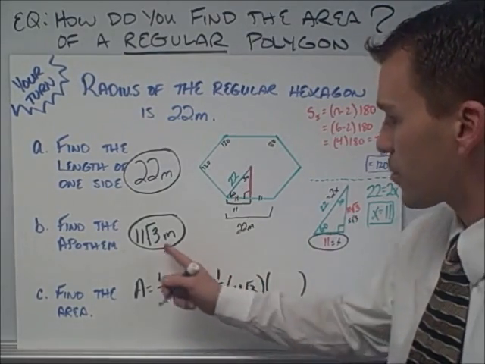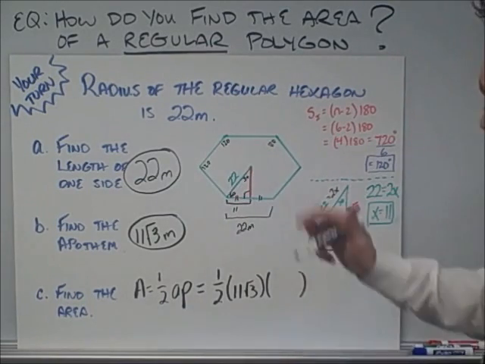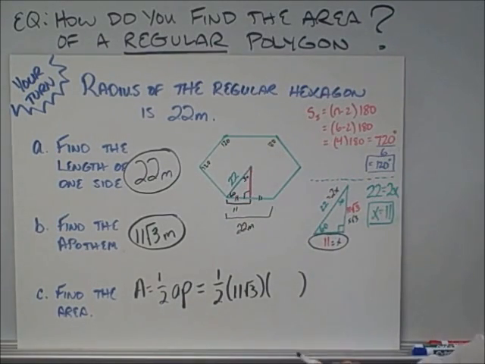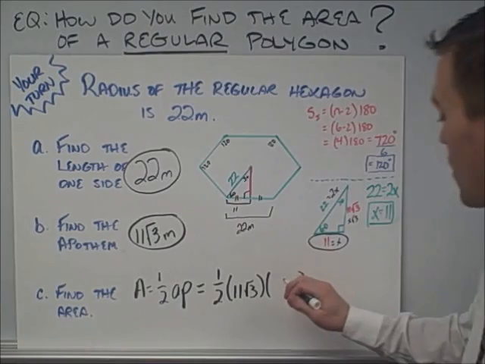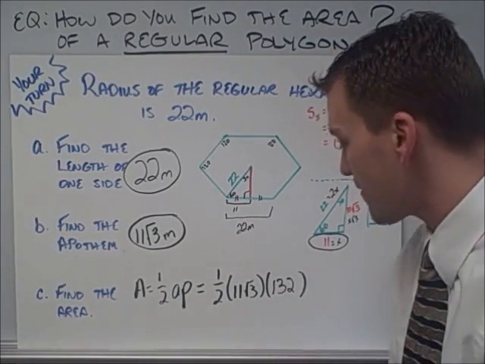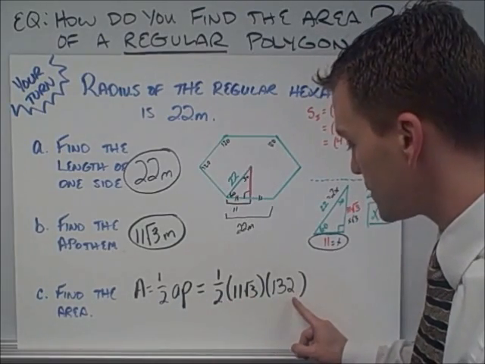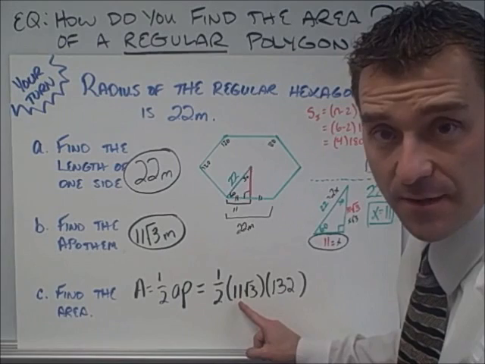And all I have to do is find the perimeter. Well, the perimeter is just 22 times 6, because 6 sides, of course, are in a hexagon. So 22 times 6 is 132. So when I multiply all this out, 1/2 times 11 root 3 times 132, quite honestly, I'd take the 1/2 times the 132, and then take that times the 11 root 3.